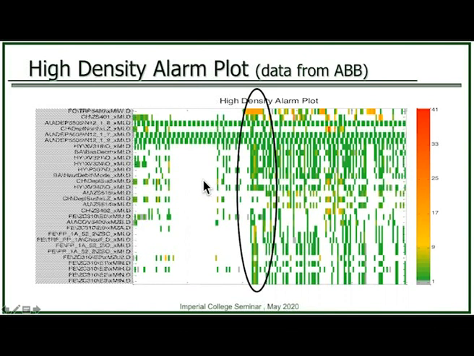And they need to find what is the root cause and take action to mitigate this disruption.